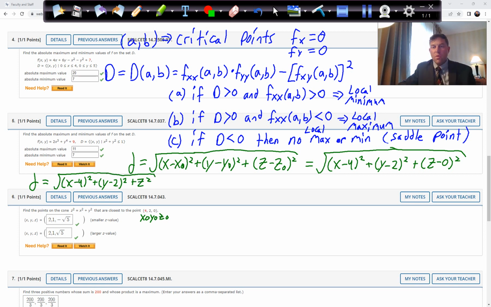And in all these problems, you want to eliminate z. Notice that our second derivative test only includes x and y. So we always want to write these as functions of just x and y. And it's kind of nice because the cone is defined by z squared equals x squared plus y squared. So we're going to replace this z squared with x squared plus y squared. So the distance formula we're trying to minimize is the square root of x minus 4 squared plus y minus 2 squared plus z squared, but we're replacing z squared with x squared plus y squared.